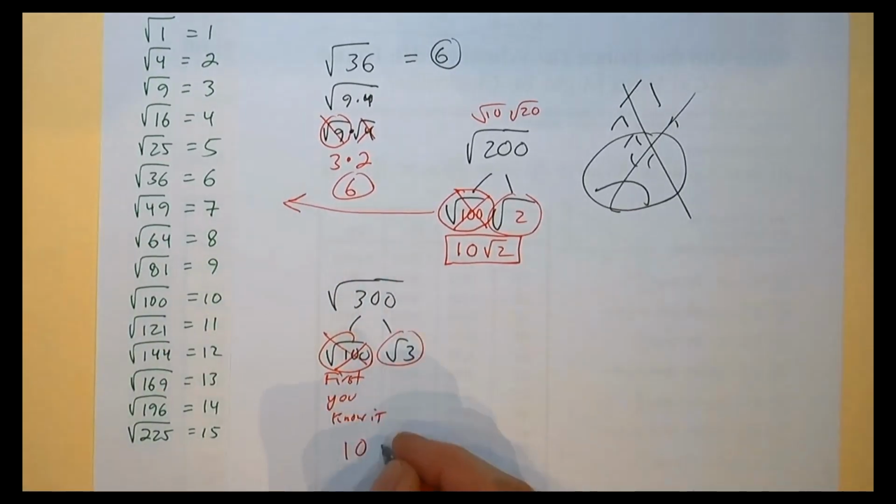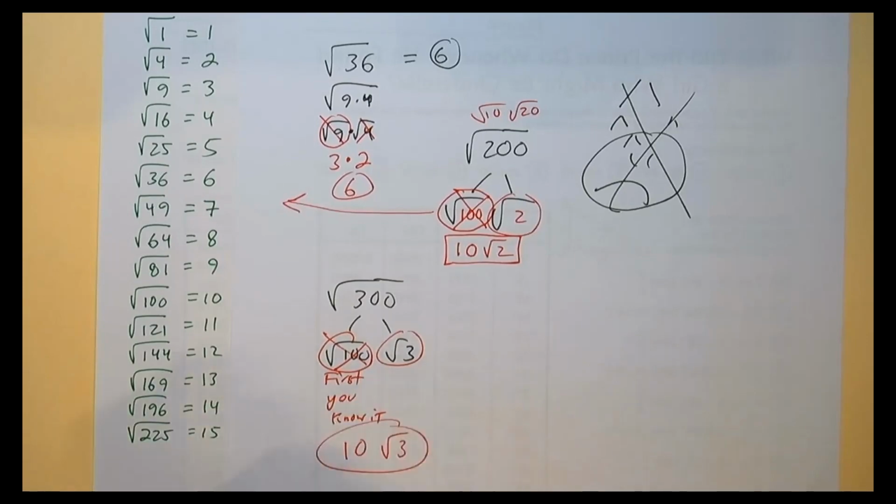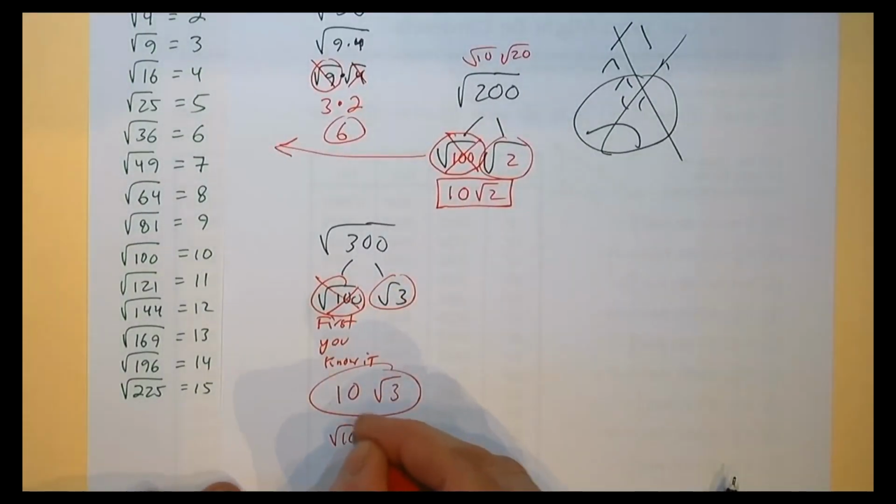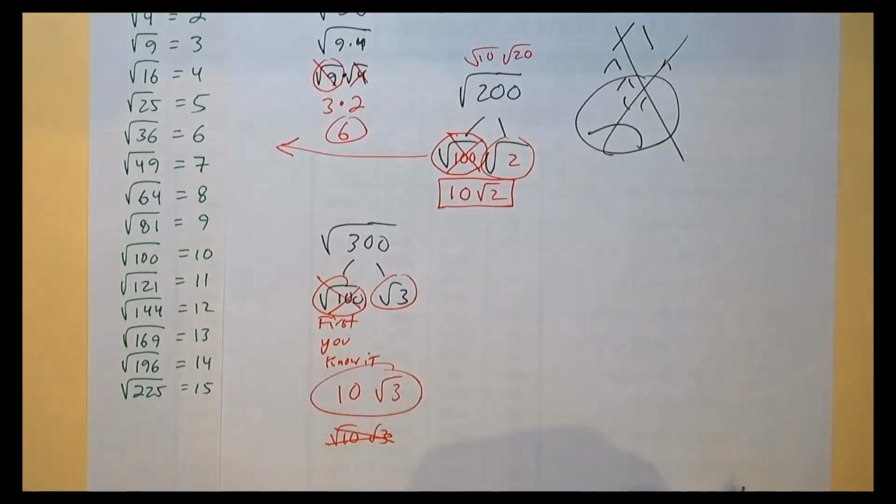3? Don't know it. Leave that alone. So the one you know, change it. And that's your answer, 10 times the square root of 3. Mistakes I see people write, they write square root 10 square root of 3. No, the square root of 100 is not that. It's just 10.